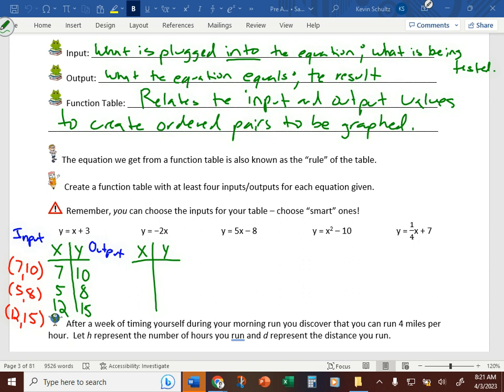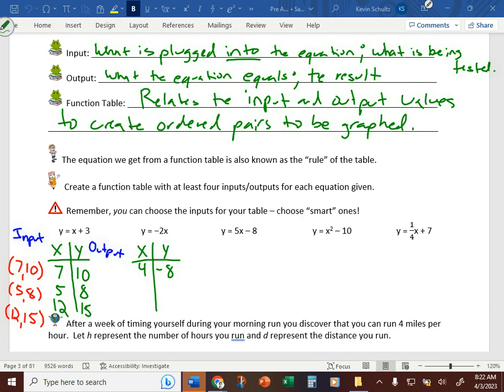If x is 4, if we plug 4 into the equation, now it says y equals negative 2 times 4. What do we get out of it? What's the result? Negative 8, right? Negative 2 times 4 equals negative 8. The input, you don't really have to do a lot of math for. You're just picking something, right? It's the output, the results, that you actually have to calculate.